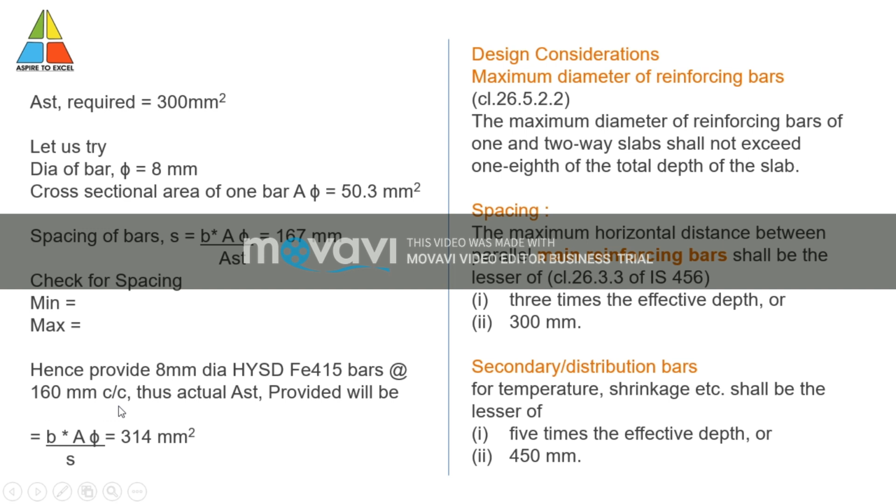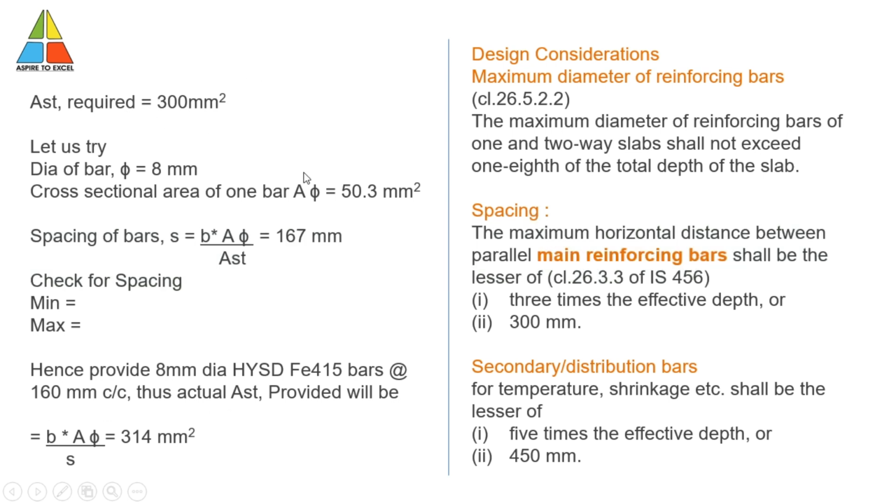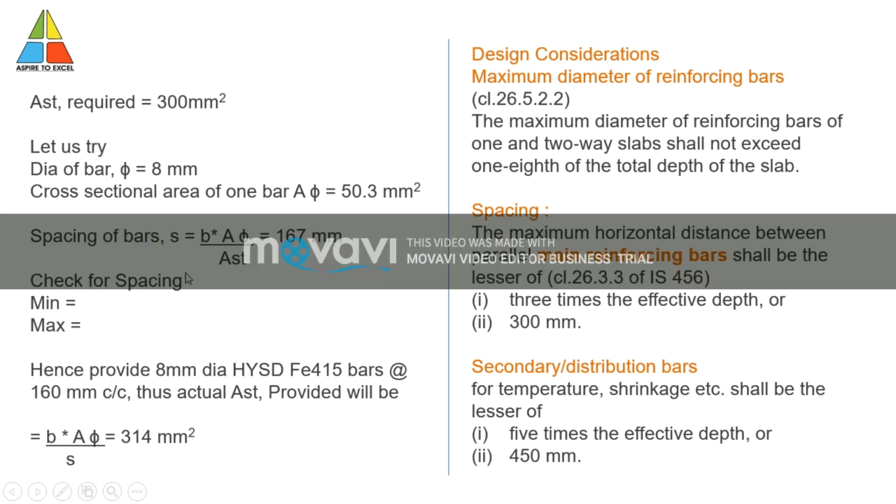that is spacing. The actual AST provided will be slightly higher than this, because for 300 millimeter square area you need to have spacing as 167. Now we have slightly reduced the spacing, so the actual AST provided would be slightly higher than this. So again we'll use the same equation, then we will calculate the area of steel that is provided. It is 314 millimeter square.